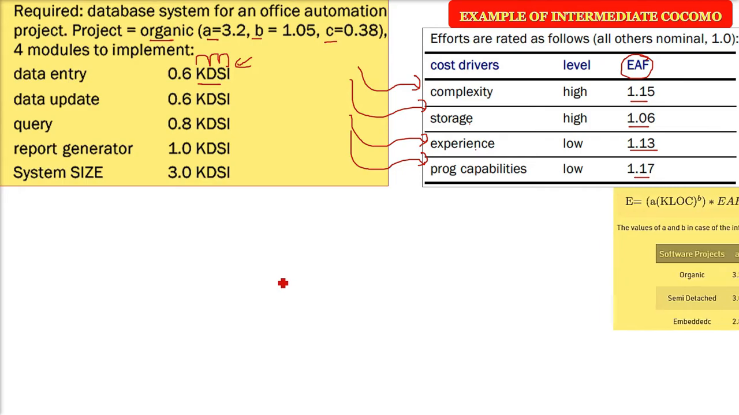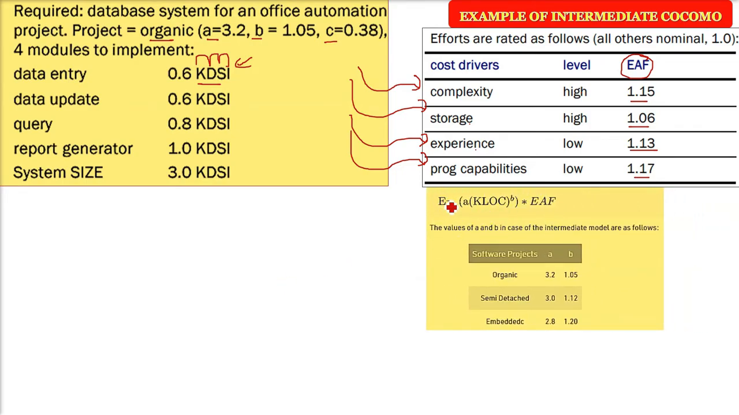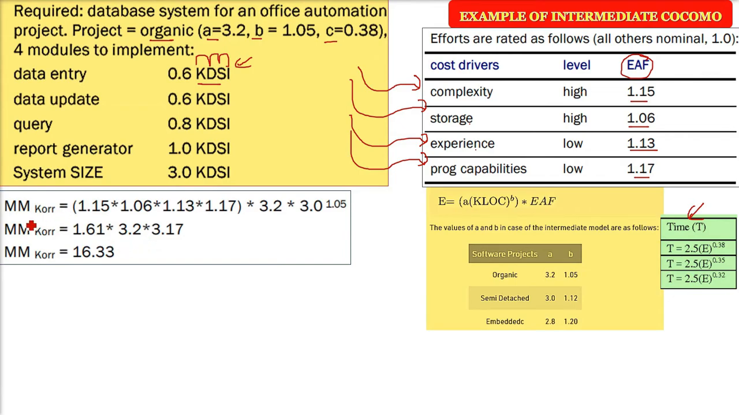Now this is the expression of the intermediate COCOMO: E equals A KLOC to the power B, multiplied by the EAF, the effort adjustment factor. What are the values of A and B? The value of A is slightly changed, while the value of B remains the same. Since this project is organic, the time is like this: the value 2.5 is B1, and the power is B2, which has different values. Sometimes in various books you will see MM, which is nothing but the effort. Sometimes you will see LOC, line of code, or KDSI, thousand delivered source instructions, but the basic idea remains the same.